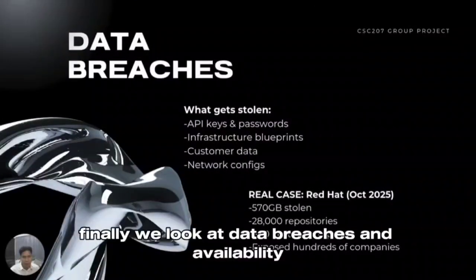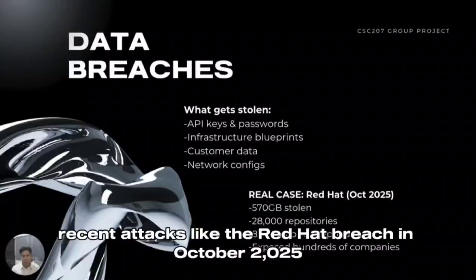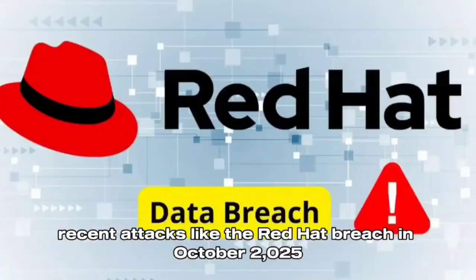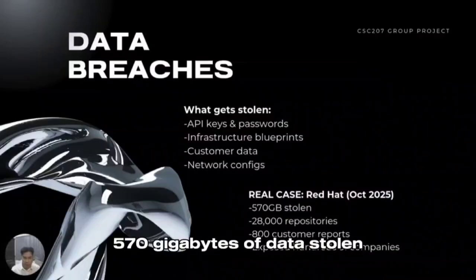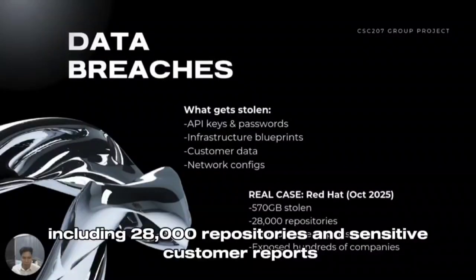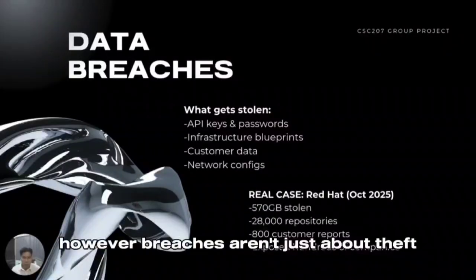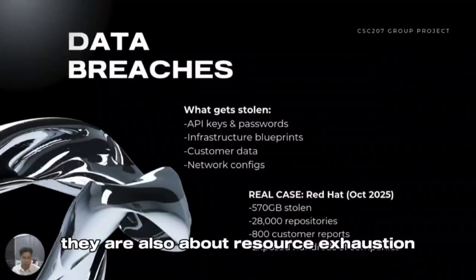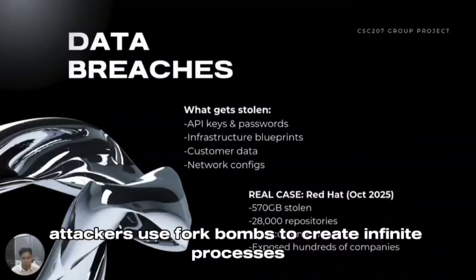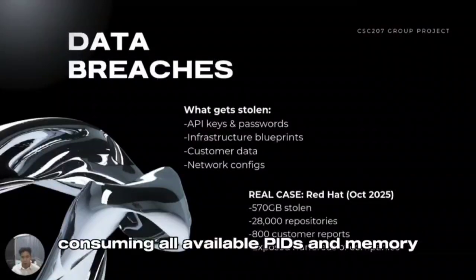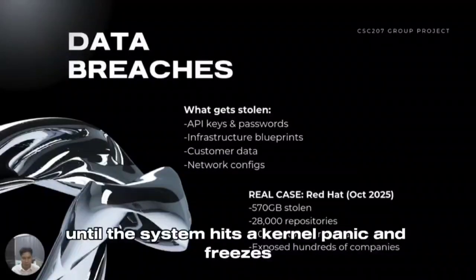Finally, we look at data breaches and availability. Recent attacks like the Red Hat breach in October 2025 show the scale of the risk. 570 gigabytes of data were stolen, including 28,000 repositories and sensitive custom reports. However, breaches aren't just about theft, they are also about resource exhaustion. Attackers use fork bombs to create infinite processes, consuming all available PIDs and memory until the system hits a kernel panic and freezes.